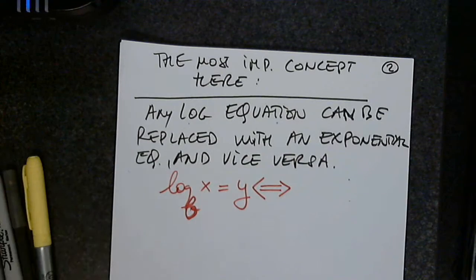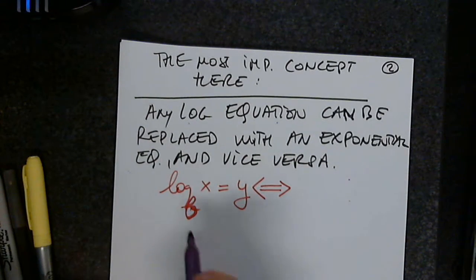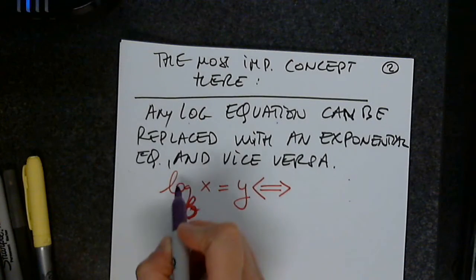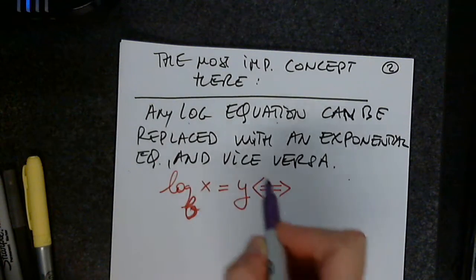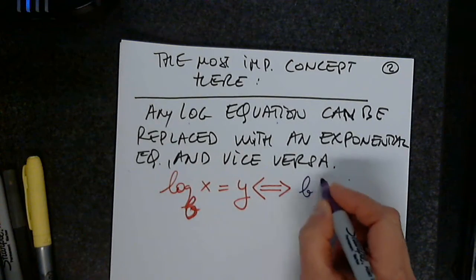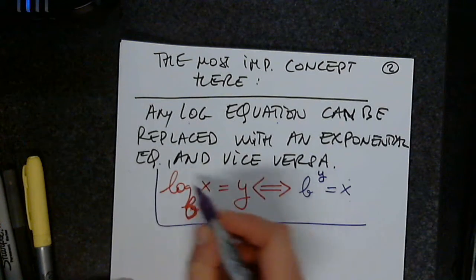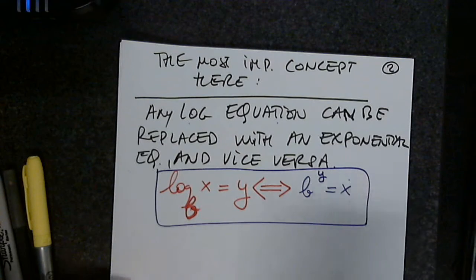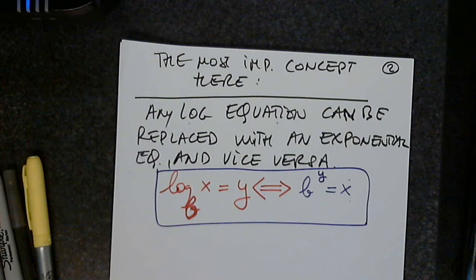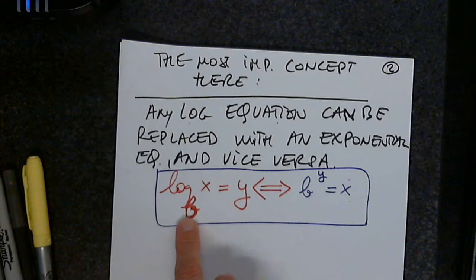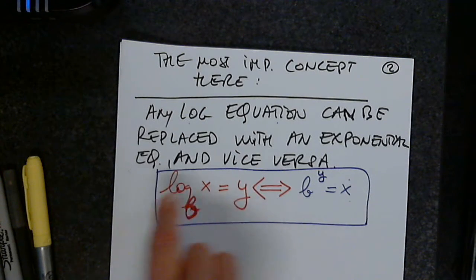So here's how we write the exponential equation. We start with a base and we go counterclockwise. Base, counterclockwise. B raised to y equals x. From the base, b raised to y equals x.